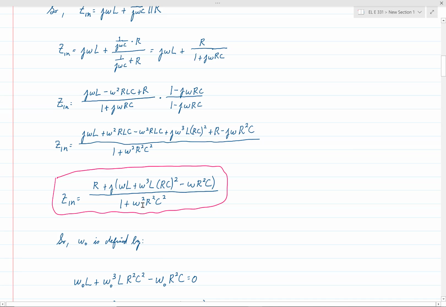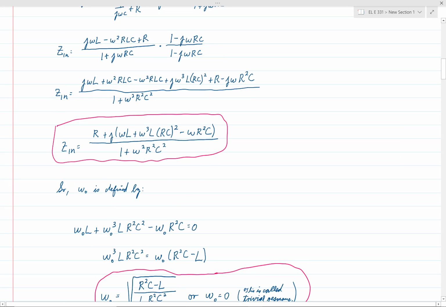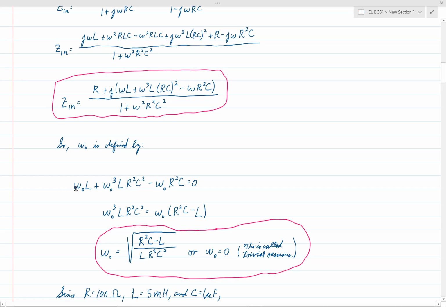So this R divided by the denominator is the real part of Zin, and this divided by the denominator is the imaginary part of Zin. And we want to find that value of omega that will make this imaginary part go to 0, and we call that omega naught. And to make it go to 0, all we have to do is make the numerator go to 0. So we get then that omega naught times L plus omega naught cubed times L R squared C squared minus omega naught R squared C is equal to 0.